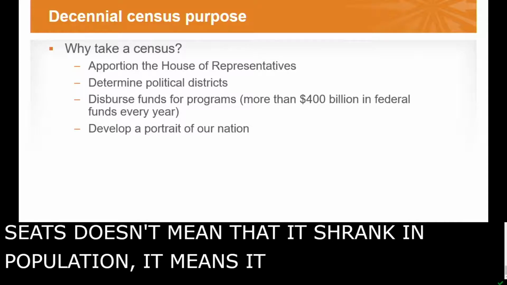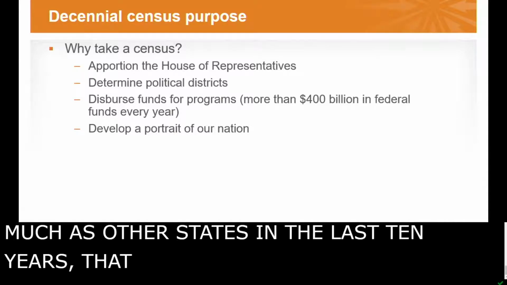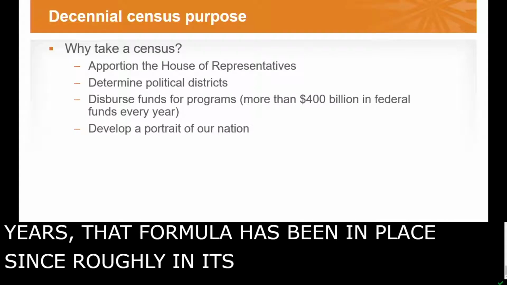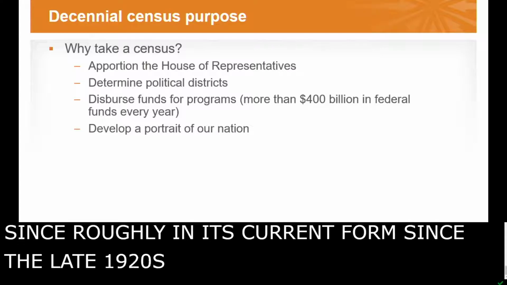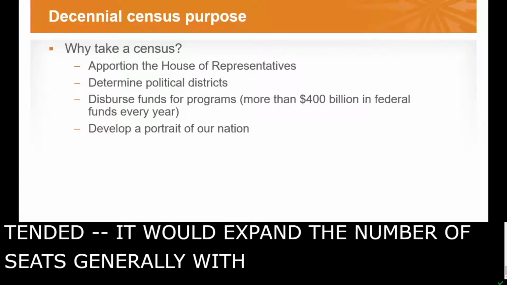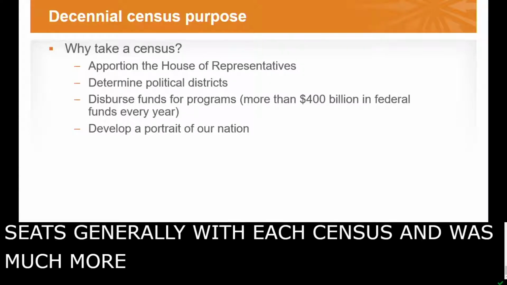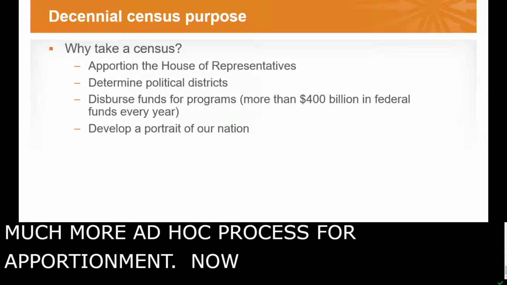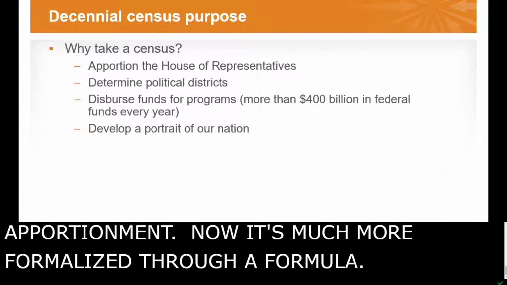That formula has been in place, roughly in its current form, since the late 1920s. Before that, the House would generally expand the number of seats with each census, and it was a much more ad hoc process for apportionment. Now it's much more formalized through a formula. And so the census takes its numbers and plugs them through the formula, and that's your apportionment.